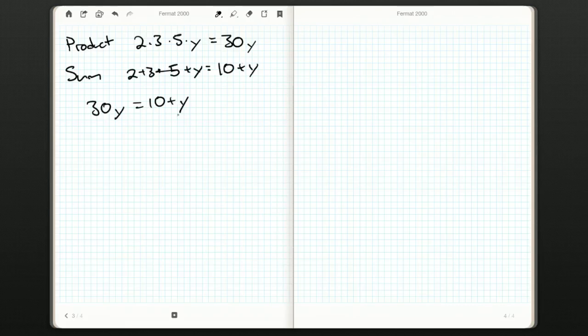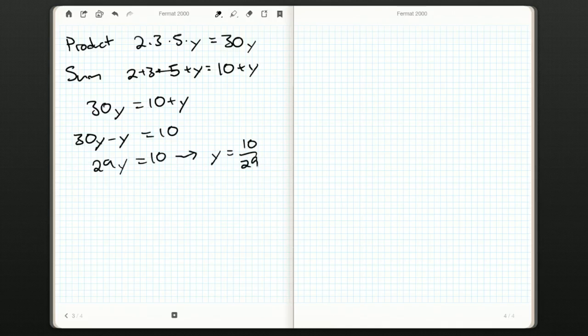And now we have a single equation in one unknown, that's y, so we should be able to solve for it. So we bring both the y's over to the left-hand side, we're left with 10 over here. So that's 29y is equal to 10. Rearranging, we get y is equal to 10 over 29. We just divided through by 29 on both sides to get this y all by himself.